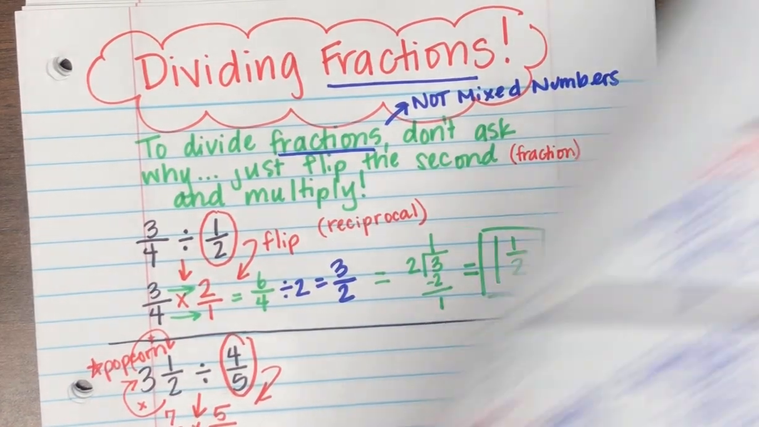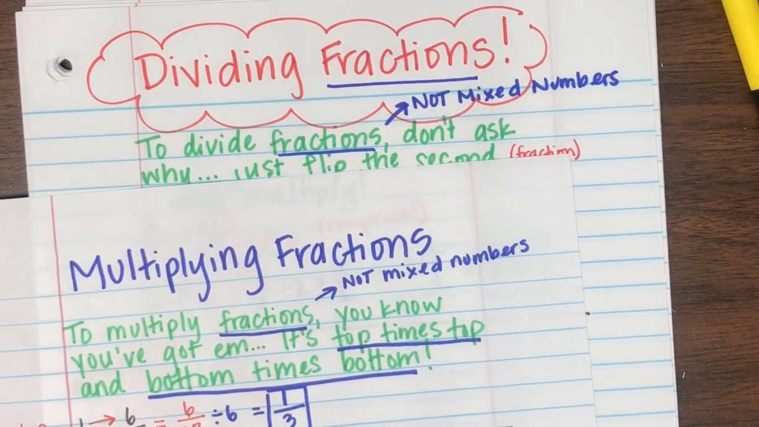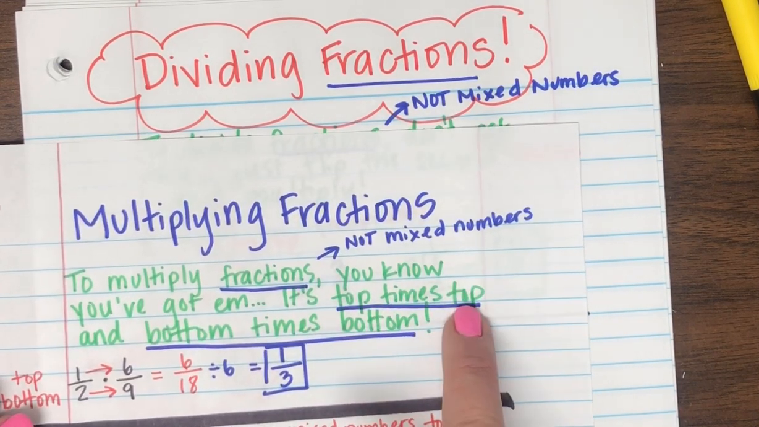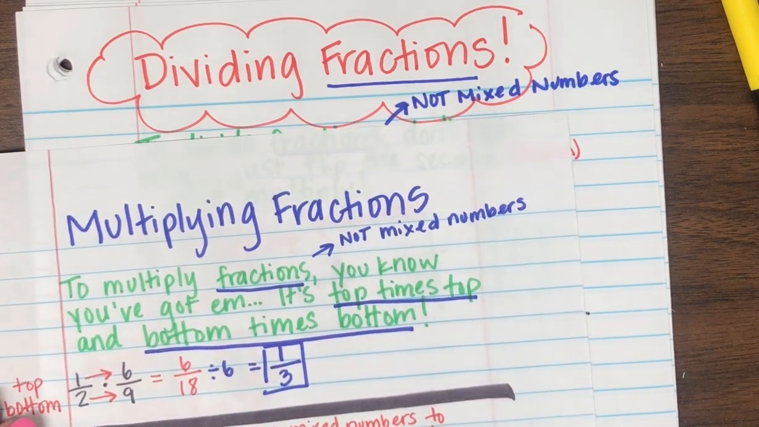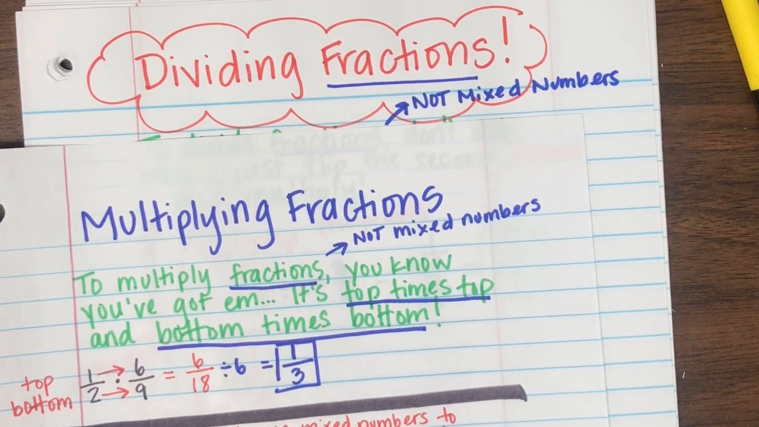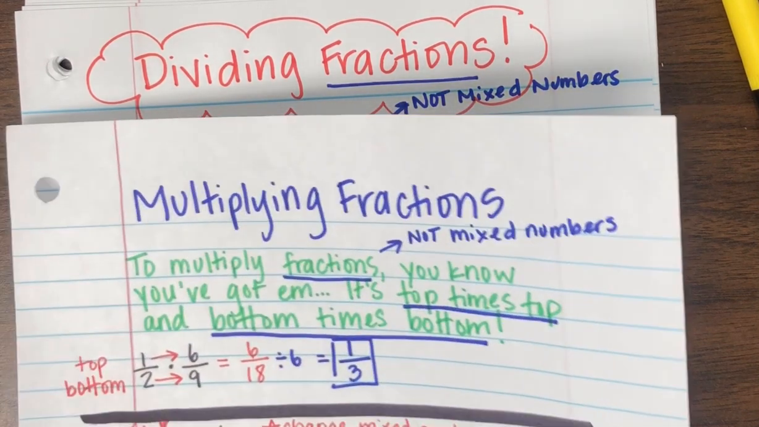Then again, we go back to our multiplication of fractions rhyme to multiply fractions. You know, you've got them. It's top times top and bottom times bottom. Sometimes my kiddos in class, we would say them in silly accents, and so we might say them in like a British accent, top times top and bottom times bottom. And then we would remember it for the rest of the school year.